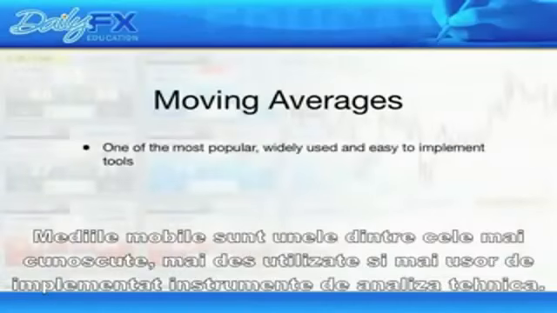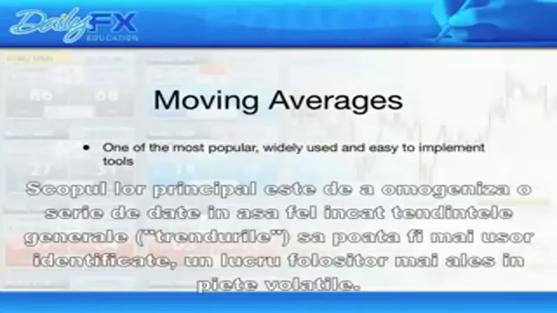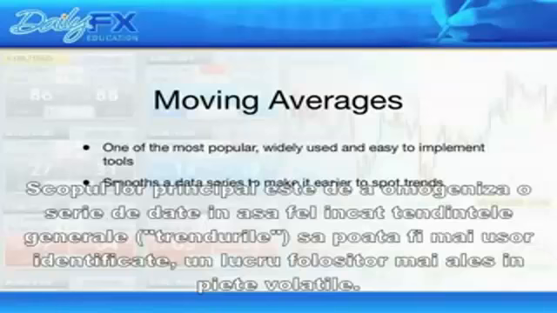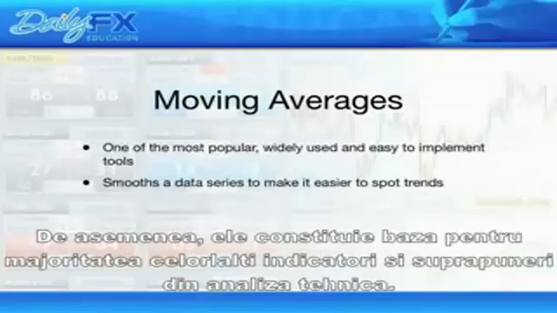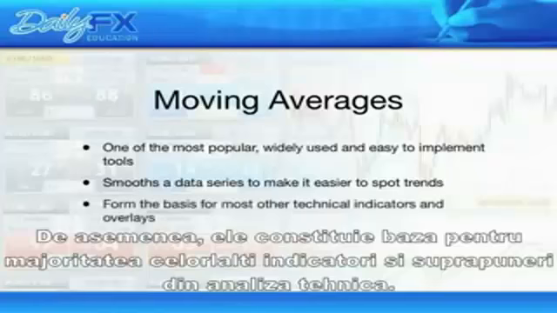Moving averages are one of the most popular, widely used, and easy to implement tools available in technical analysis. Their primary purpose is to smooth a data series to make it easier to spot trends, something that is especially helpful in volatile markets. They also form the basis for most other technical indicators and overlays.